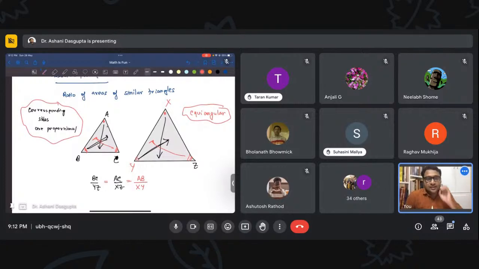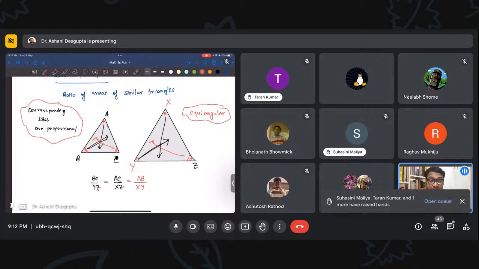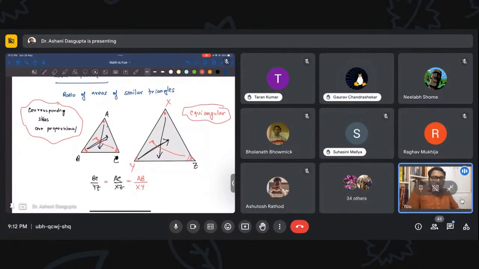That's my question. Can anyone tell me, if the corresponding sides are proportional, then should the triangle necessarily be equiangular? Again, if it is equiangular, then are the corresponding sides proportional? Yes, Gaurav Chandrasekhar, tell me what you have in mind. I don't think so, because the angles can be different, but the sides can also be proportional. Okay, Shuhashini Malia, what do you think?